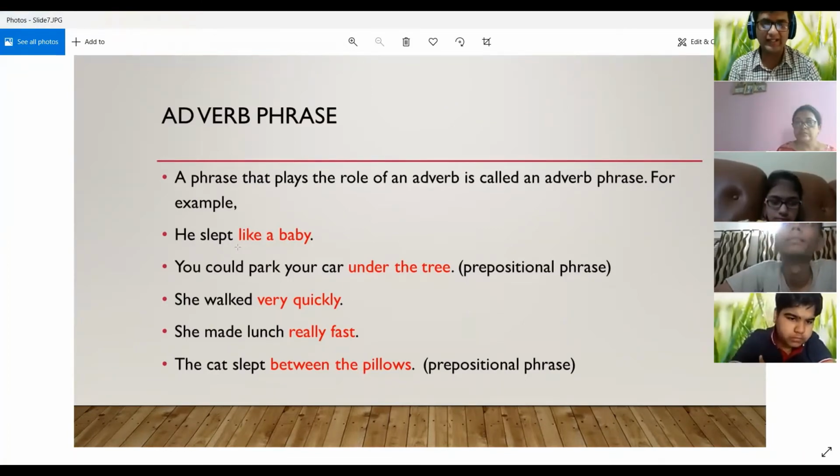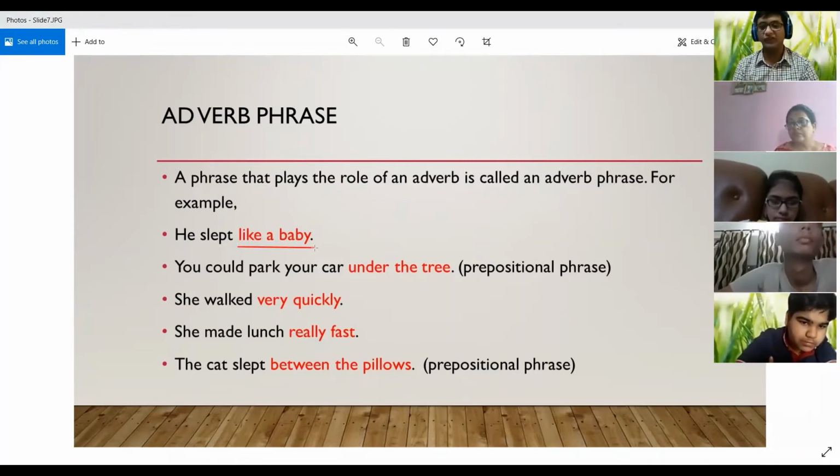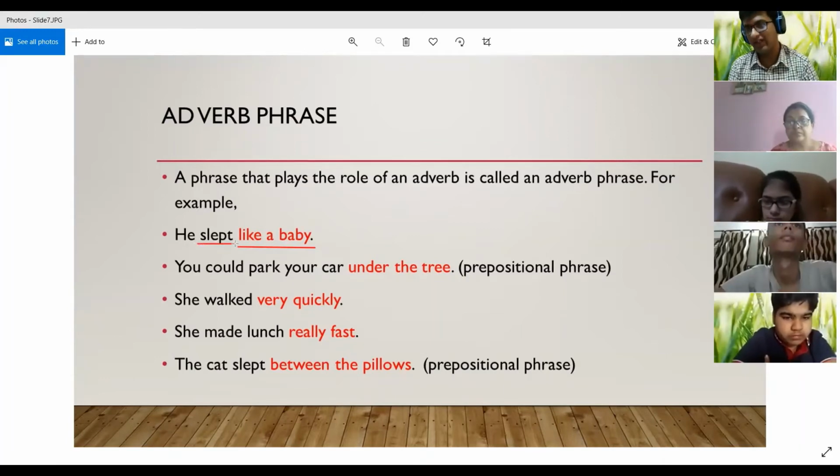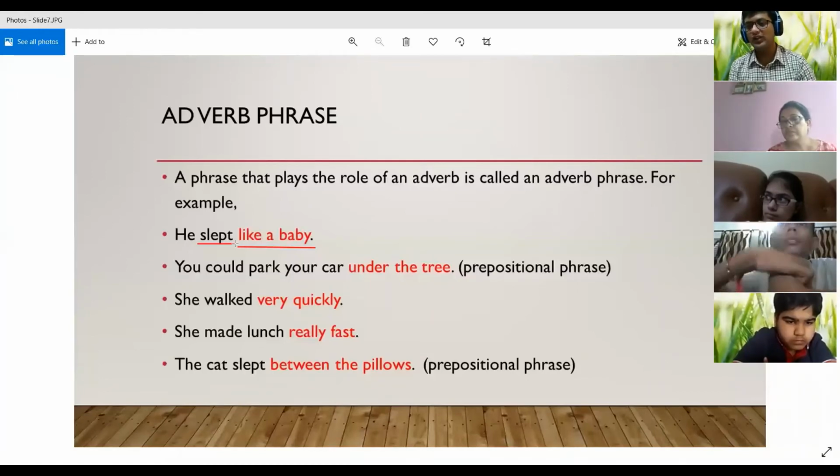He slept like a baby. So over here, this phrase like a baby, what is it doing? It is telling us the manner in which he slept, right? Slept is the verb, he slept, and like a baby is telling us the manner in which he slept. So like a baby over here is telling the action, how this action was performed. So like a baby is actually acting like an adverb of manner.